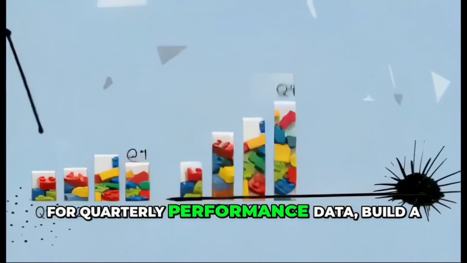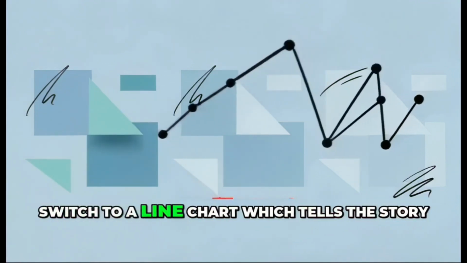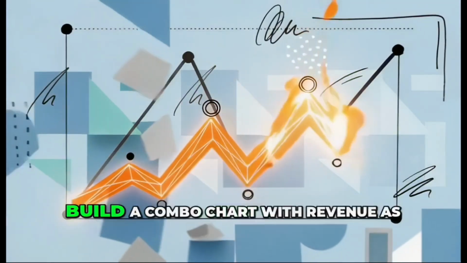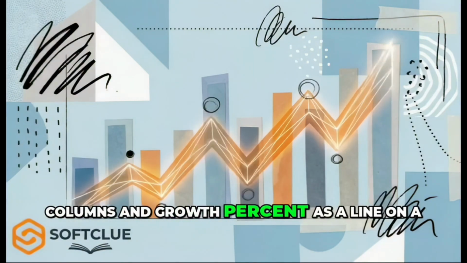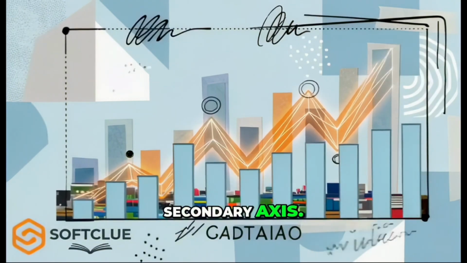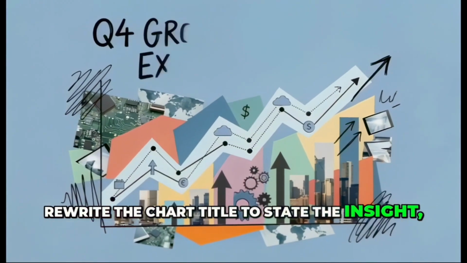Try this. For quarterly performance data, build a column chart of revenue by quarter. Switch to a line chart, which tells the story better. Build a combo chart with revenue as columns and growth percent as a line on a secondary axis. Rewrite the chart title to state the insight, not the metric.